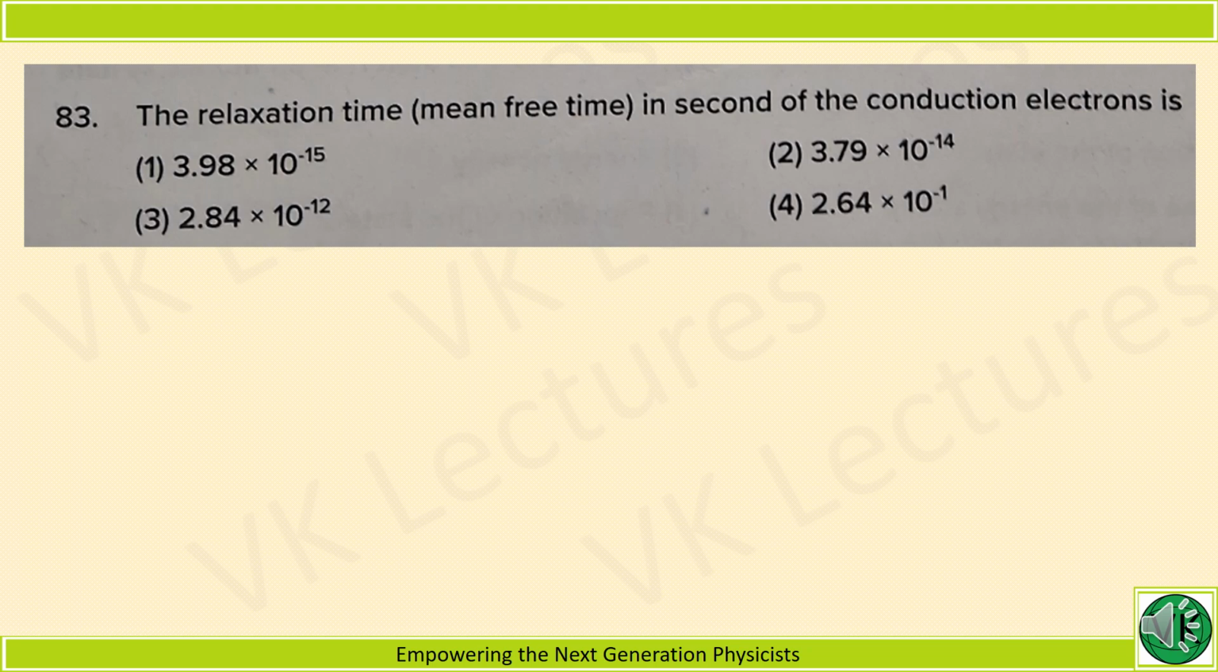The relaxation time in seconds of the conduction electron is: here few parameters are missing, but metals generally have conduction electrons. So for metals around 10 to the power minus 12 second is the mean free time. So possible answer is 2.84 into 10 to the power minus 12.